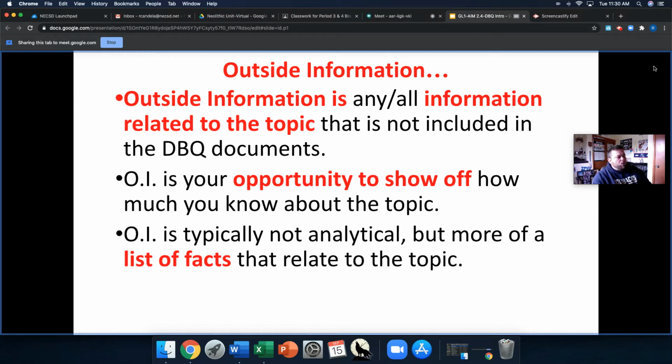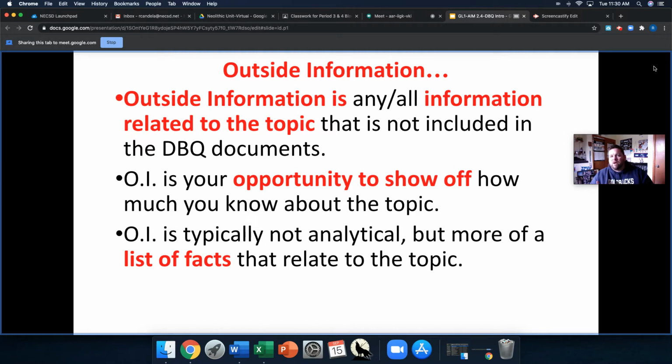So the more outside information you have, the better. Like we said, this is an opportunity for you to show off how much you know about a particular topic. But it can typically read as a list of facts. It's not very complex. It's just, hey, this and that, and also this, and this is another characteristic. So it's not really super deep critical thinking or analytical writing. It's really just rattling off all the things we know about a particular topic.